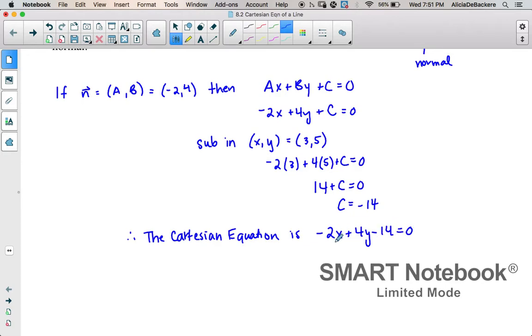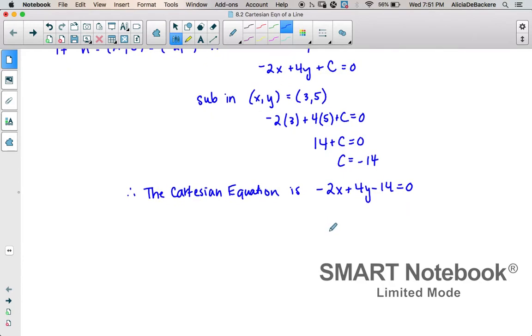So unlike standard form, it's okay if the coefficient on x is negative for the Cartesian equation. Now, that's just one possible Cartesian equation. I could find another by multiplying or dividing this entire equation by the same number. So, for instance, if I were to divide this whole thing by -2, another version of this equation would be x minus 2y plus 7 equals 0, and that would give me the same line. So there's multiple versions as well for this type of equation.